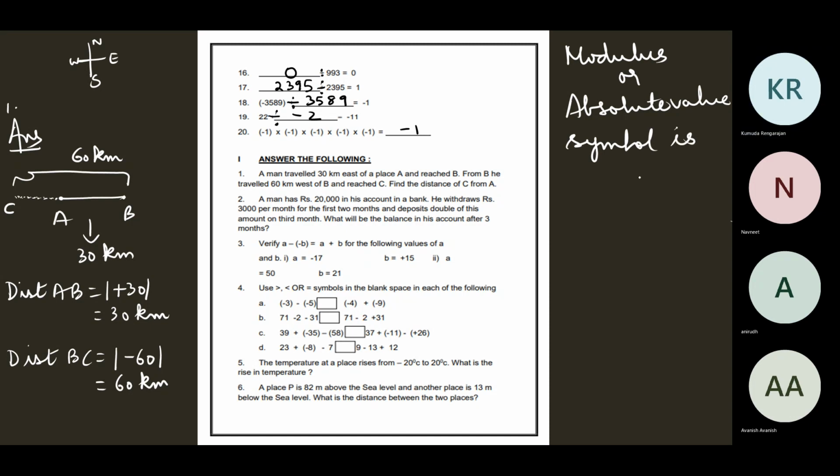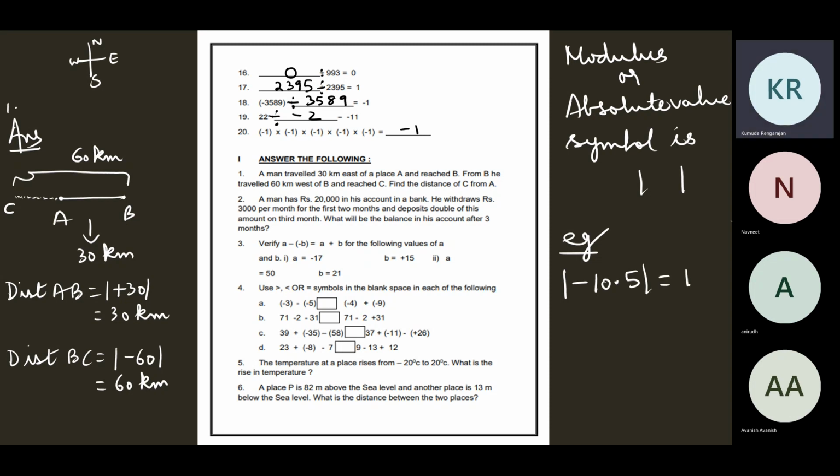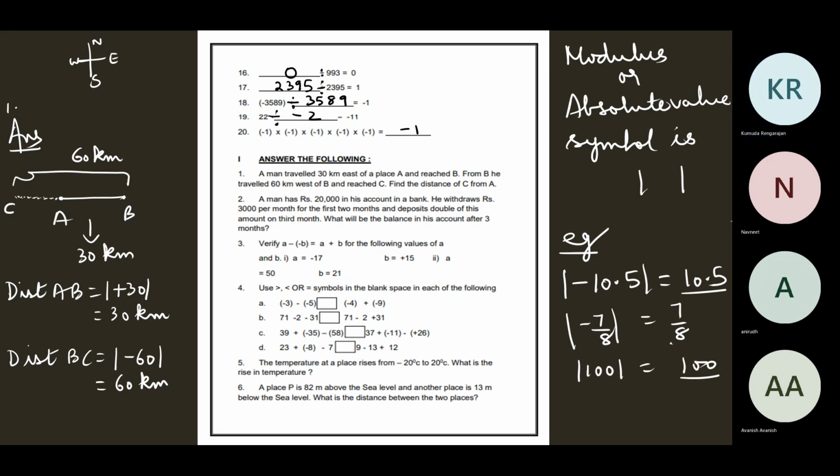Example, absolute value of minus 10.5 is 10.5. Absolute value of minus 7/8 is 7/8. Absolute value of 100 is 100. It's always positive.